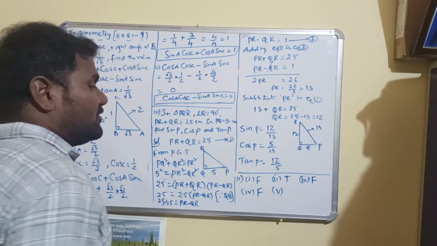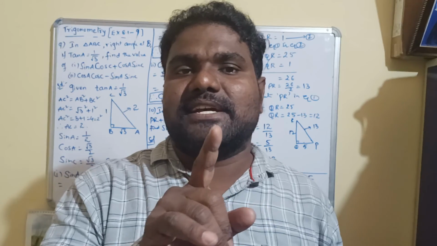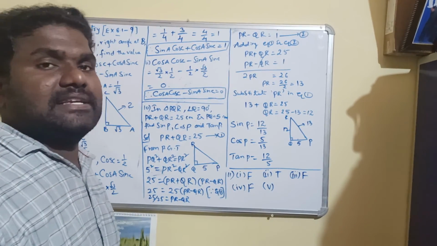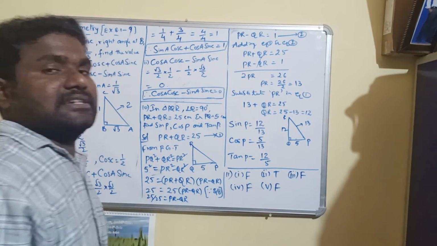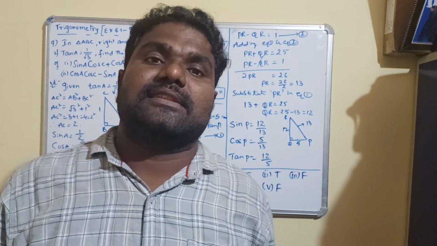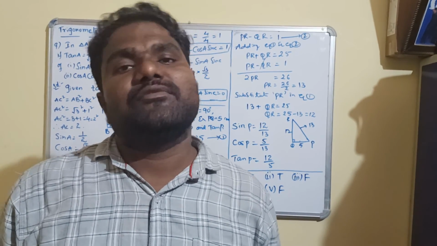Next, sin theta is 4 by 3. What is the formula of sin theta? Opposite side to theta by hypotenuse. The denominator should be greater, because hypotenuse is the greatest side in a right angle triangle. Therefore, sin theta equal to 4 by 3 never happens. It is also false, since the hypotenuse is never less than the numerator.